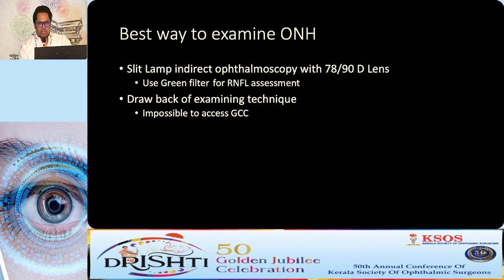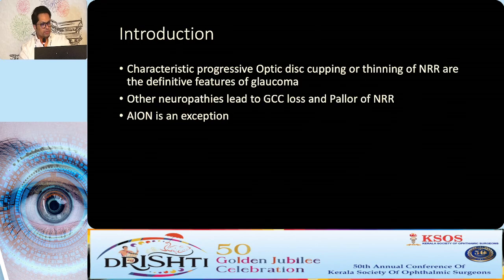The best way to examine the optic nerve head is slit lamp indirect ophthalmoscopy with a 78 or 90 diopter lens. Use green filter for RNFL assessment. The drawback of this examination technique is that it is impossible to assess the ganglion cell complex. Introduction to glaucomatous optic neuropathy: it is a characteristic progressive optic disc cupping or thinning of the neural retinal rim. Those are the definitive features of glaucoma. The other neuropathies tend to lead to ganglion cell loss and pallor of the neural retinal rim.